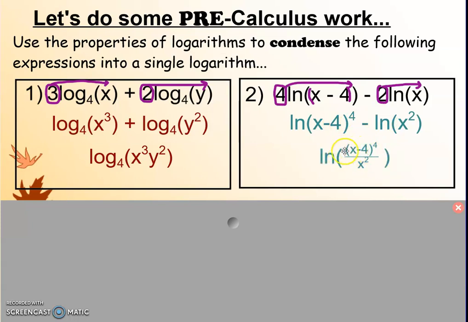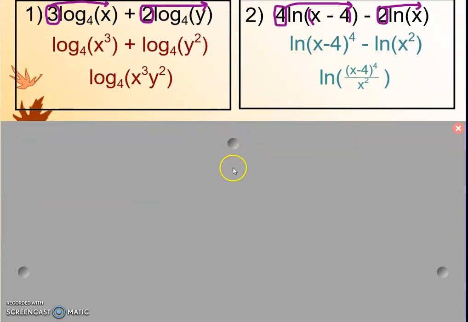You do not have to expand x minus 4 to the fourth. You don't have to multiply x minus 4 times itself 4 times. Just use the exponent there. But this is the final condensed answer. Let's keep going. Let's try this one here.